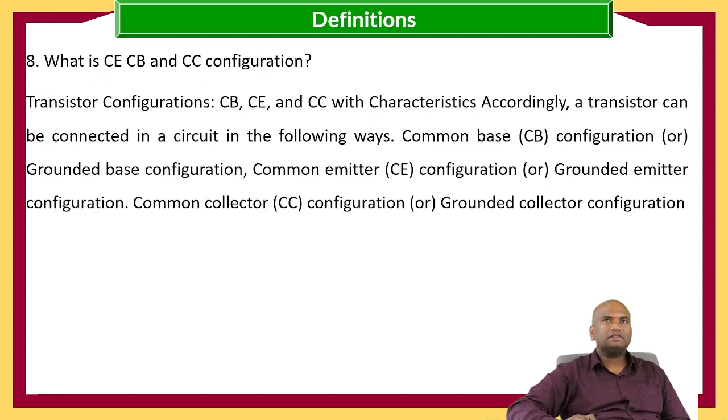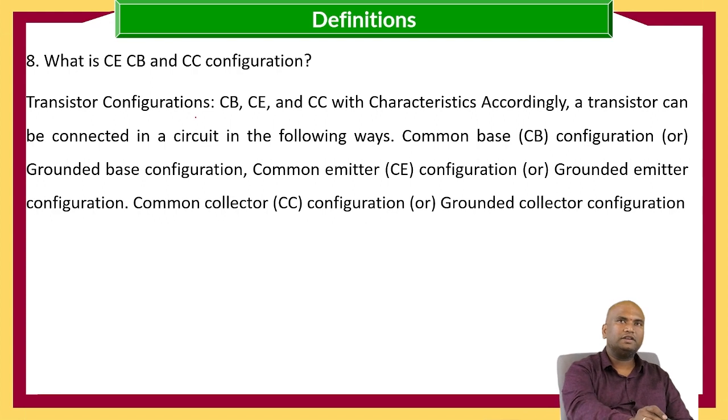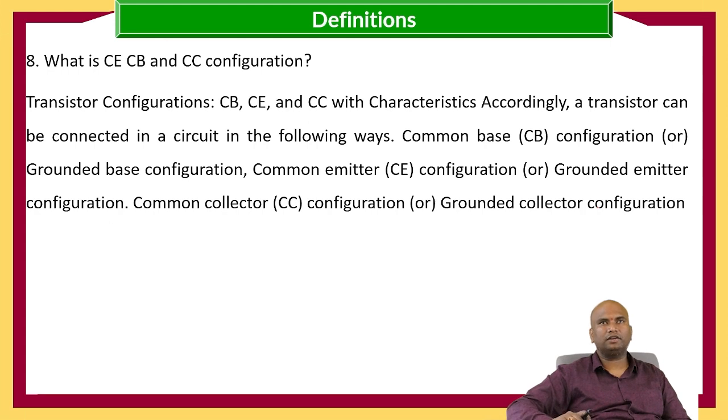What are CE, CB and CC configurations? The transistor configurations CB, CE, CC have characteristics accordingly. A transistor can be connected in a circuit in the following ways: common base configuration or grounded base configuration, common emitter configuration or grounded emitter configuration, and common collector configuration or grounded collector configuration.